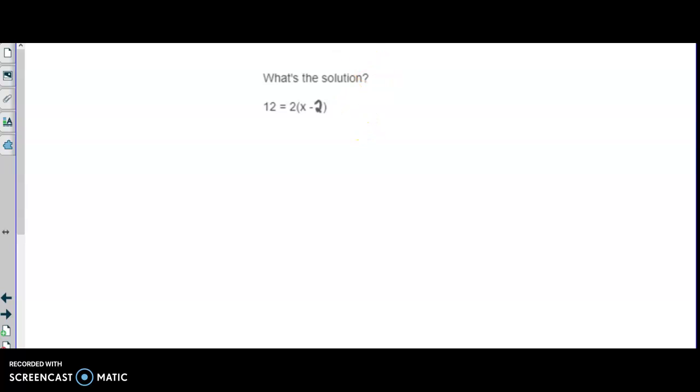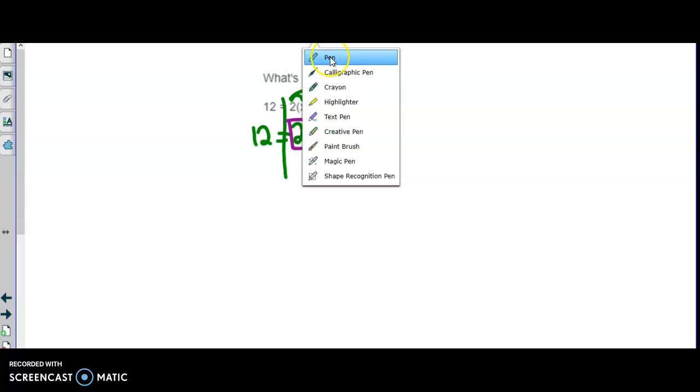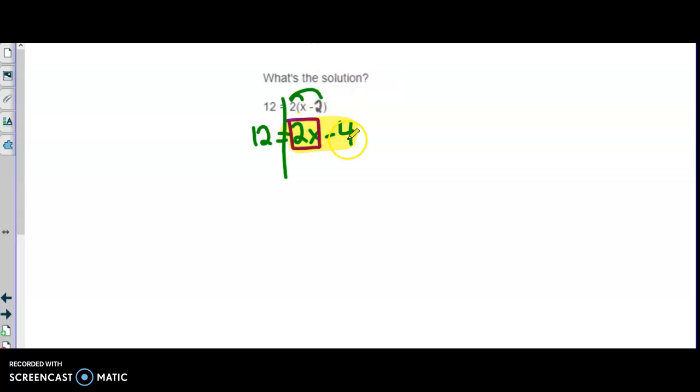All right, what's the solution for this one? We're going to go ahead and distribute to get rid of those parentheses. 2 times x and 2 times -2. And then we box off our x and we try to solve for it. So we need to get rid of the -4. And the opposite of -4 is to add 4.